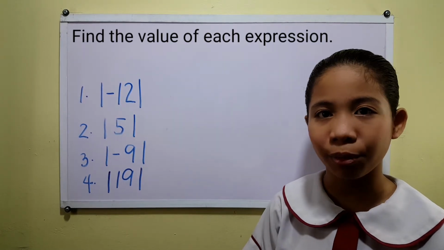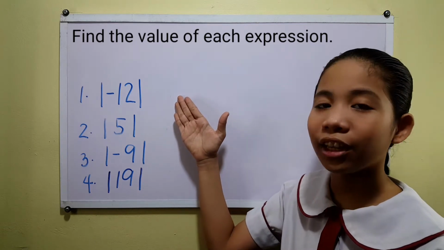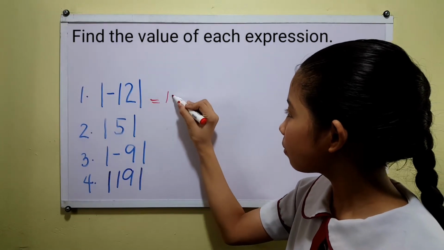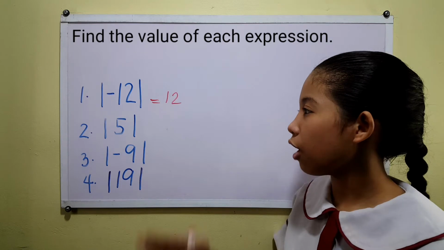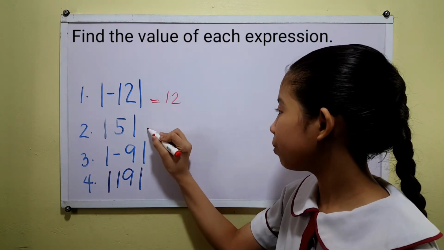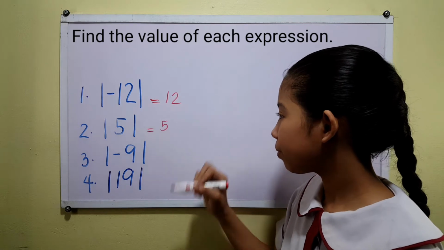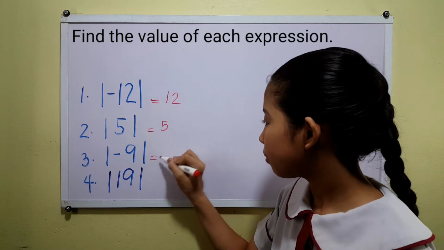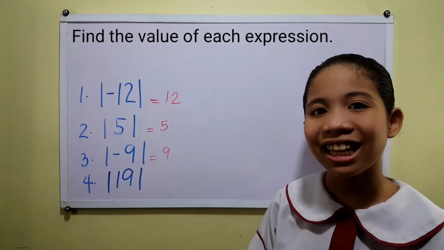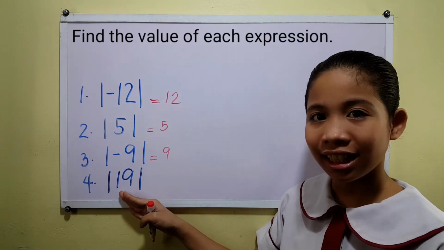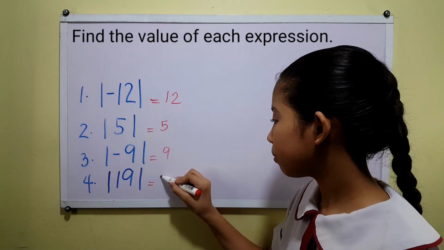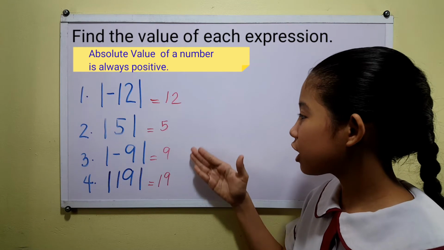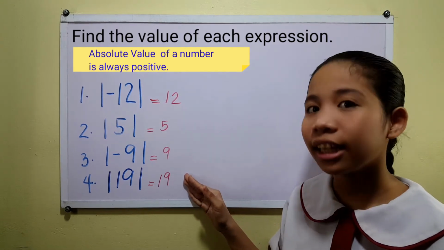We have the absolute value of negative 12, which is 12. And the absolute value of 5 is 5. The absolute value of negative 9 is 9. And lastly, the absolute value of 19 is 19. As you can see, all our answers are positive and not negative.